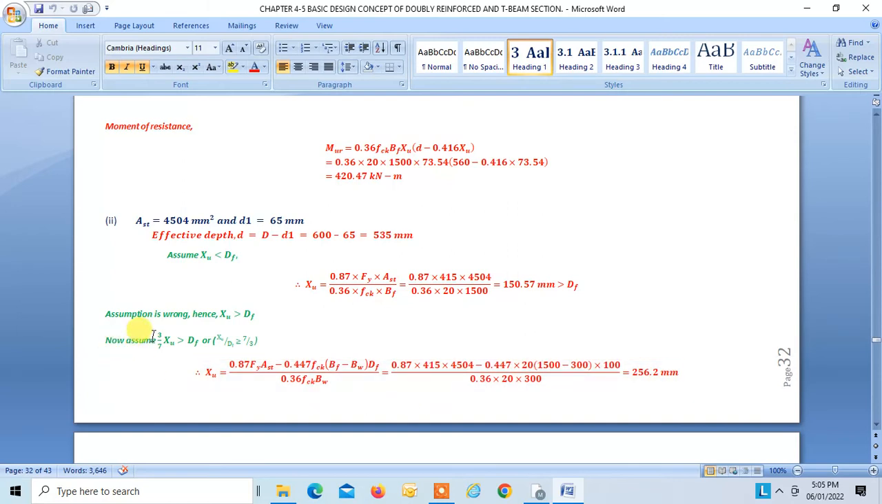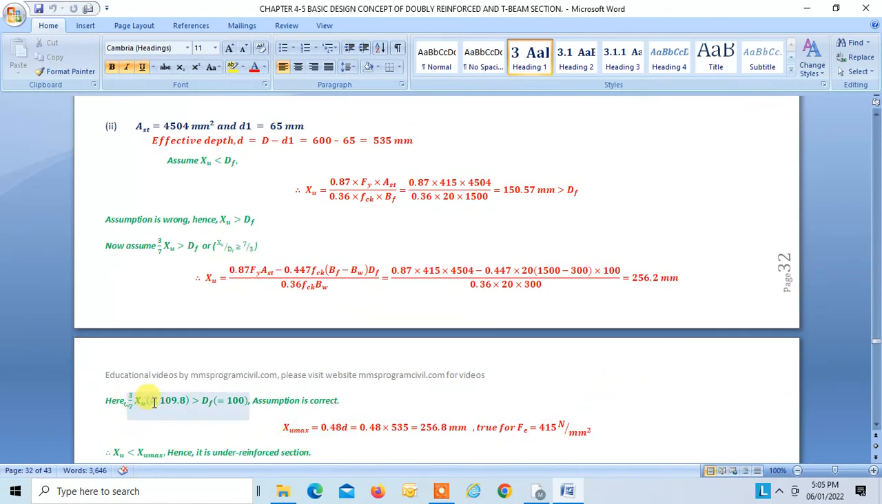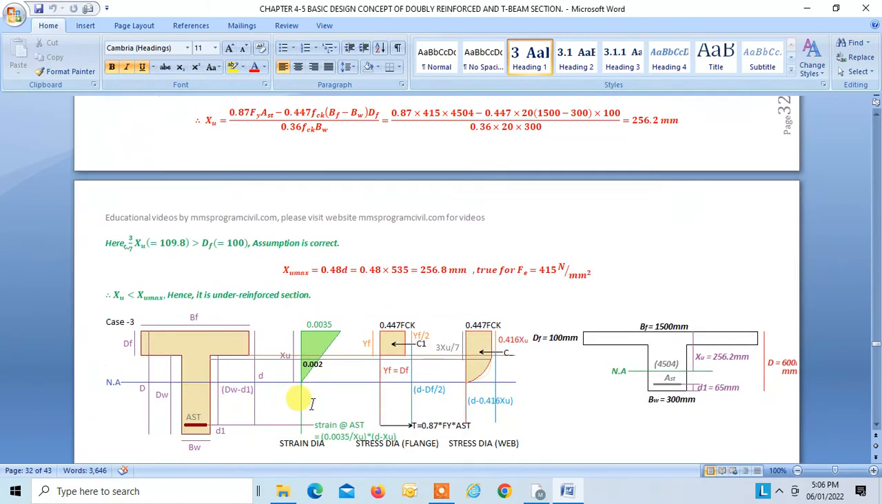Now I have to check whether 3 by 7 XU is greater than DF or not. So putting XU over here, I am getting this as 109.8, which is greater than DF. So our assumption is correct, right? That means the strain 0.002 falls in the web, and your 3 by 7 XU is greater than DF. So this is our case 3. We will have a uniform stress diagram on the flange where YF will be equal to DF, okay? And this is the stress diagram for this rectangular section.